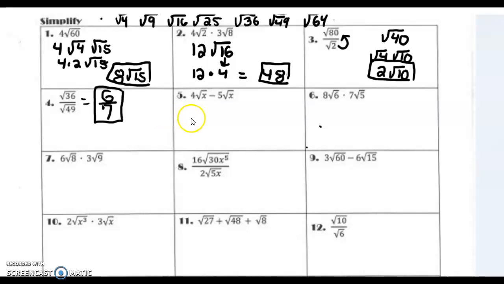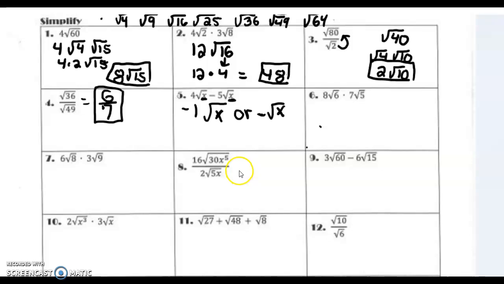Alright, adding and subtracting. Remember, we have to have the same radical underneath. In this case, it's going to be a variable x. So we're going to keep the x, and then we're going to subtract the coefficients. So 4 minus 5 is going to be negative 1. Or you could just write it as this one. Either answer would be acceptable, okay?